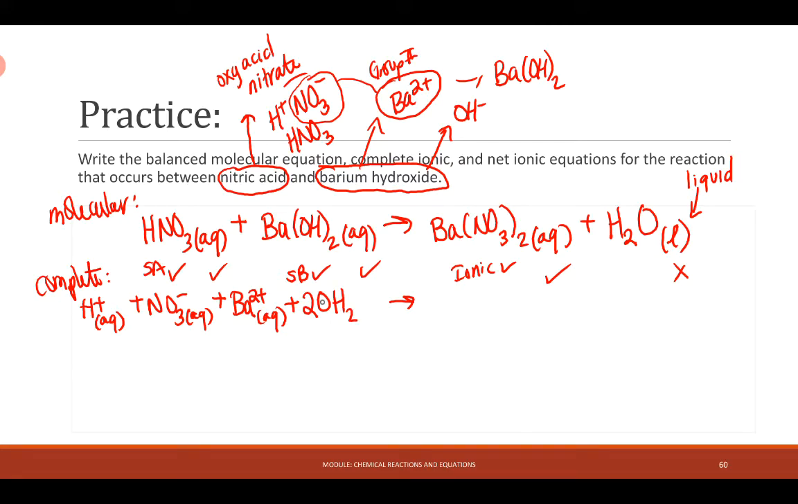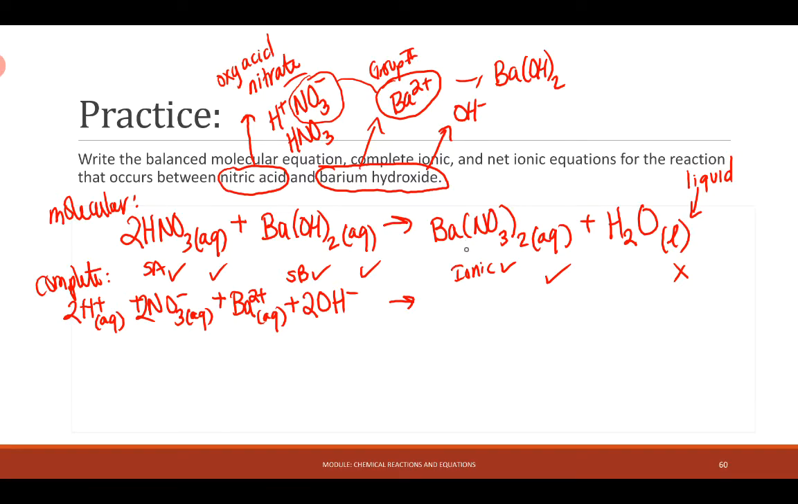Did I balance that? I didn't balance it, did I? Hold on. Sidetrack. Let's look at this. 2 hydroxides, 2 nitrates. I'm going to need 2 acids for that, and so that's going to give me 2 H's for 2. Okay. So I need a 2 there and a 2 there. I think we're good now. All right.